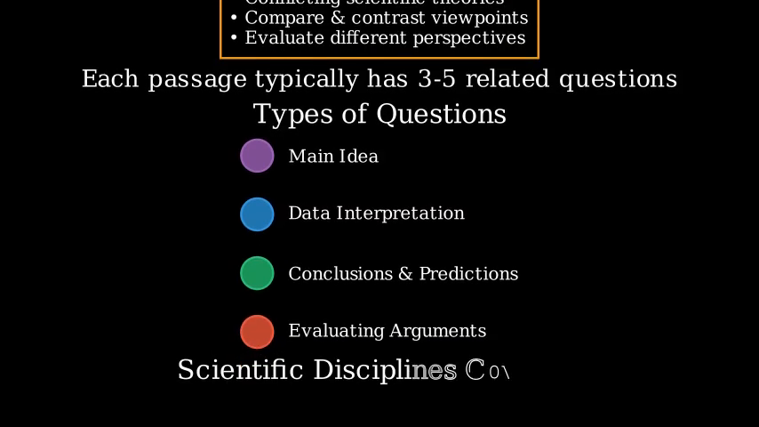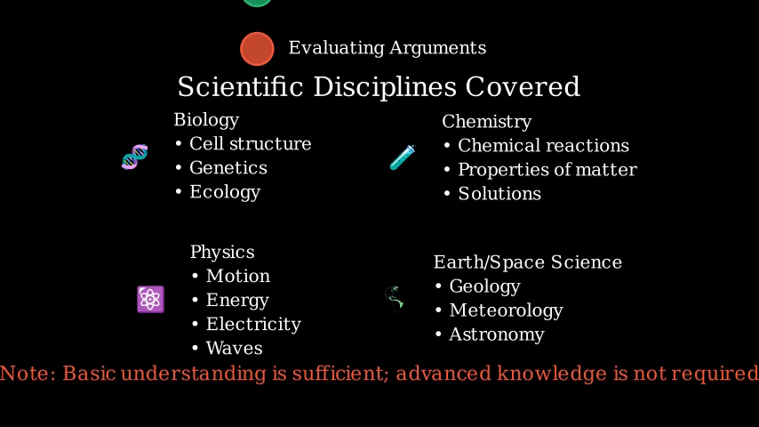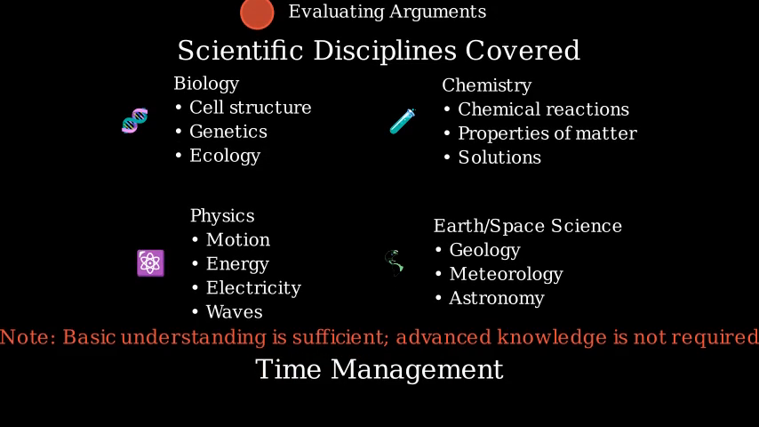The content of the passages is drawn from 4 main scientific disciplines: biology, covering topics like cell structure, genetics, and ecology; chemistry, involving chemical reactions, properties of matter, and solutions; physics, including concepts of motion, energy, electricity, and waves; and earth and space science, covering geology, meteorology, and astronomy. While the test doesn't require advanced subject knowledge, a basic understanding of these areas will help you interpret the information more efficiently.